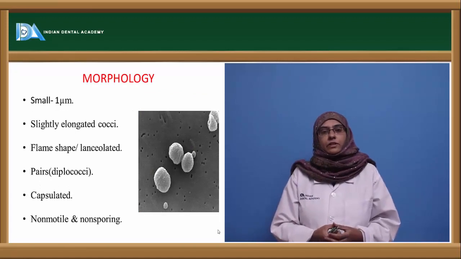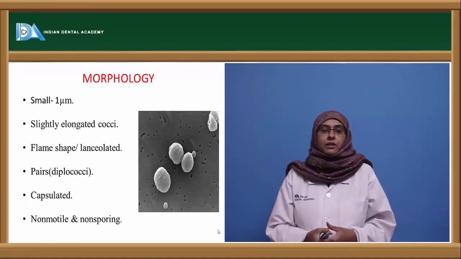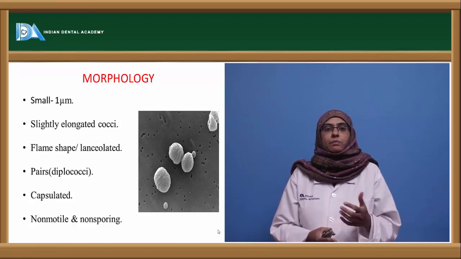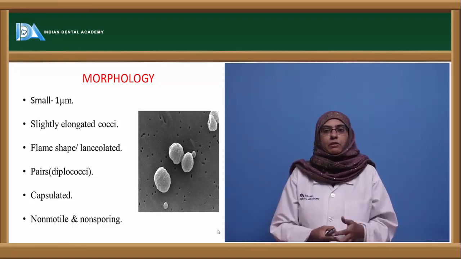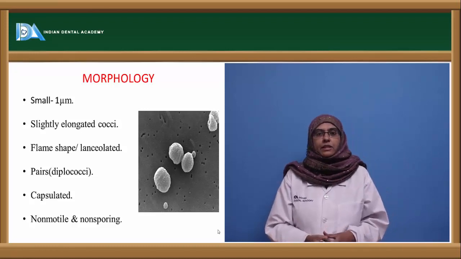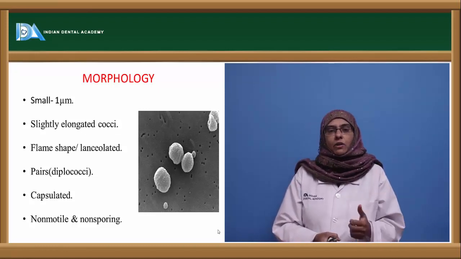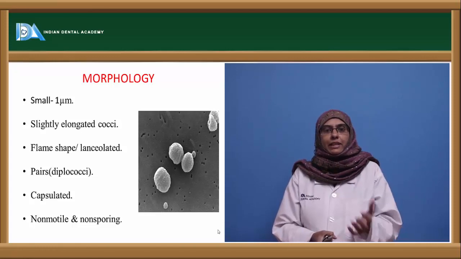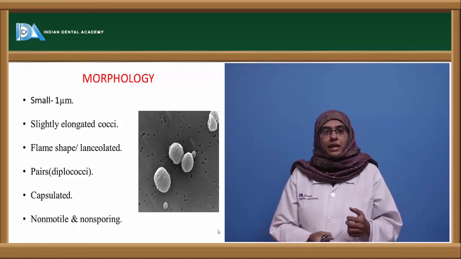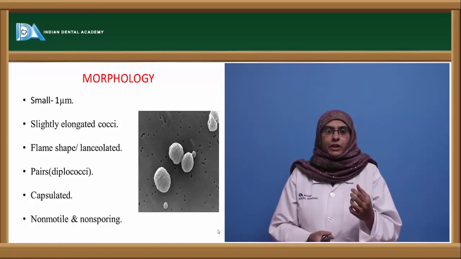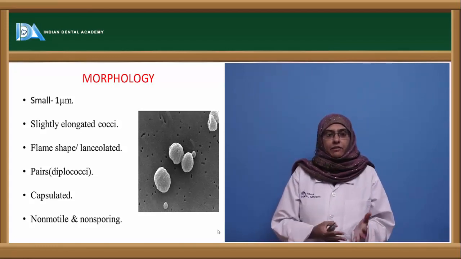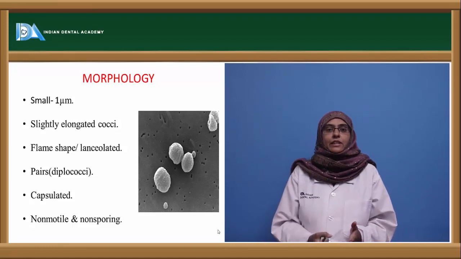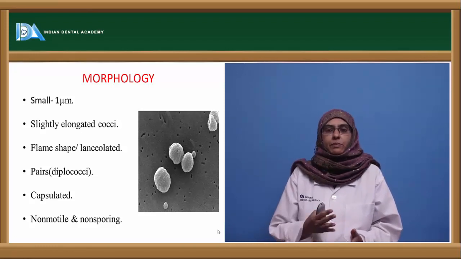Coming to the morphology of this organism, these organisms are very tiny and typically show a small cell appearance, measuring about 1 micrometer in diameter, and are slightly elongated cocci. That is, these are not completely spherical in nature, but they have one end which is pointed, whereas the other end is a broad one. So they appear in the form of a lanceolated or flame-shaped appearance.